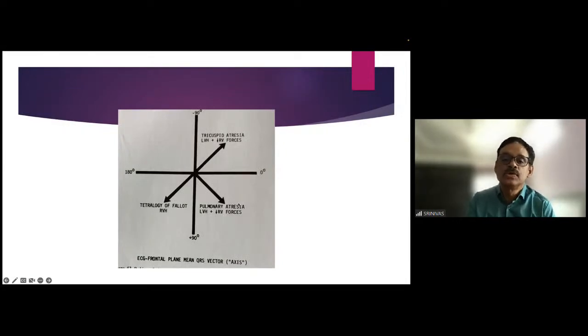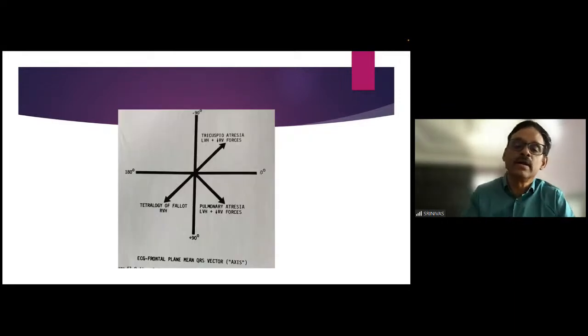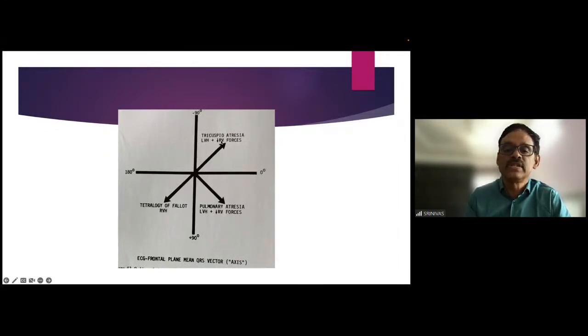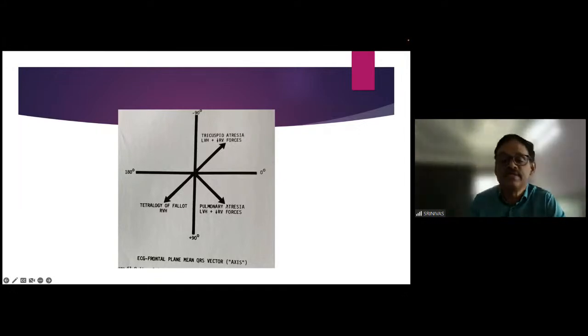Now, this is to see the ECG in cyanotic congenital heart disease. This is just some thumb rule. Tricuspid atresia, you will have LVH with reduced RV forces. Pulmonary atresia, you will have LVH with intact ventricular septum. You will have LVH with reduced RV forces, but you will have a normal inferior axis.